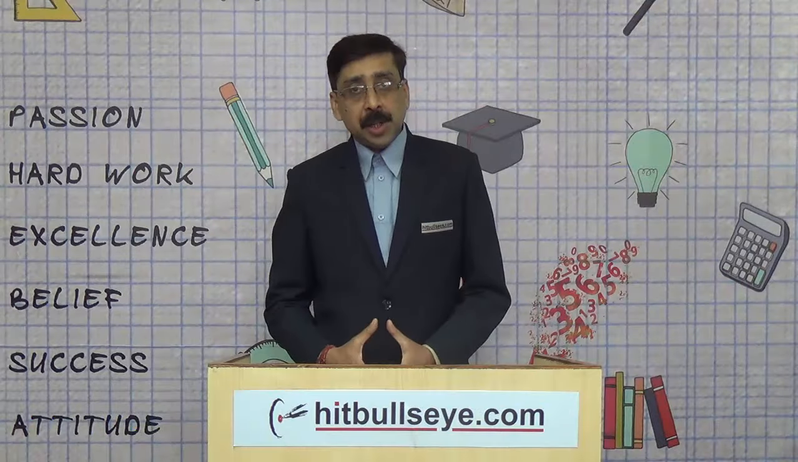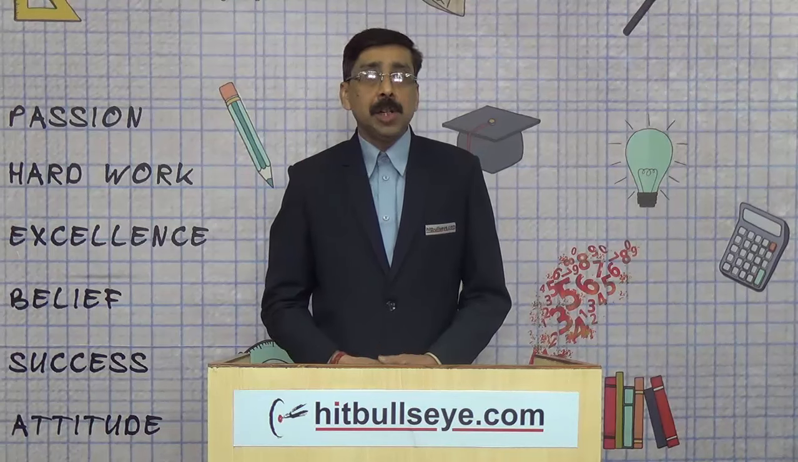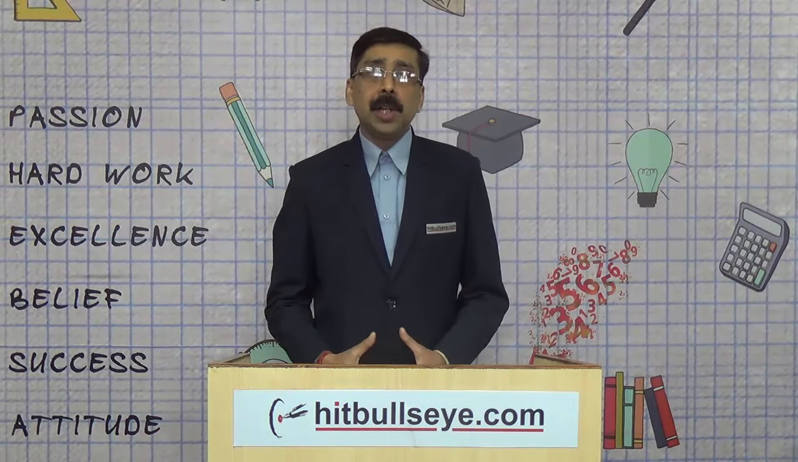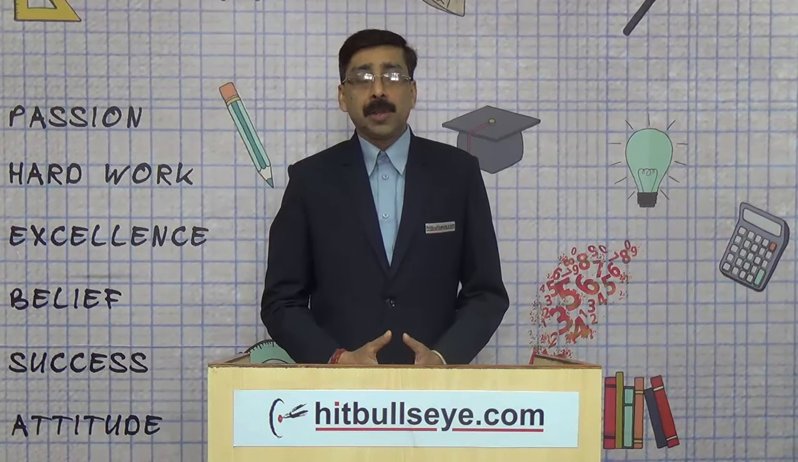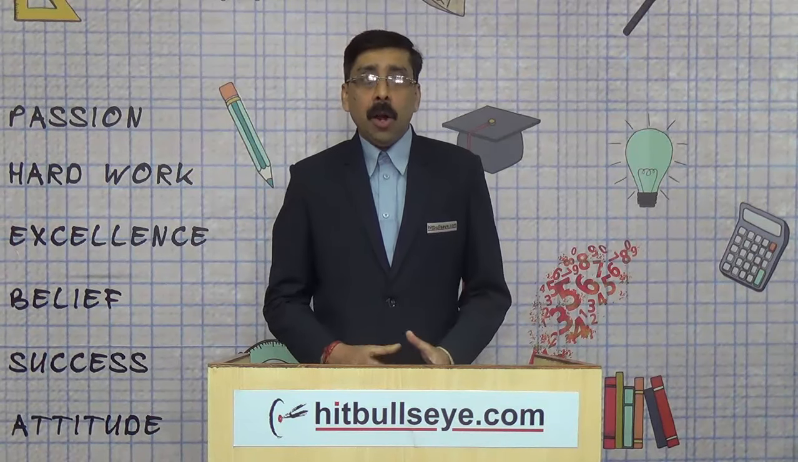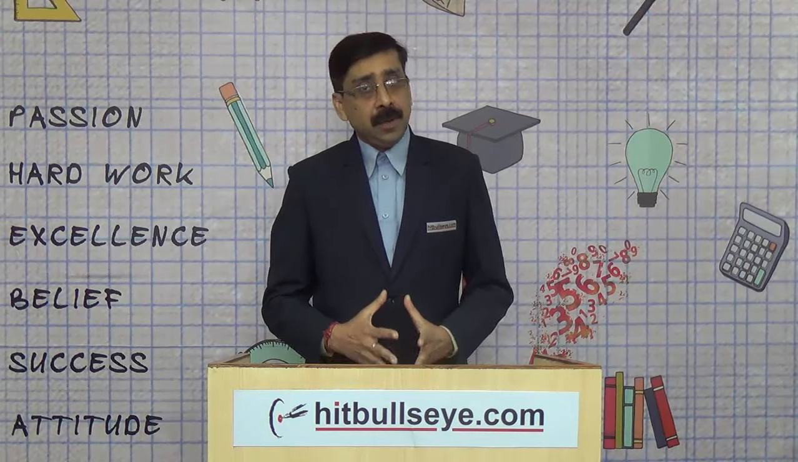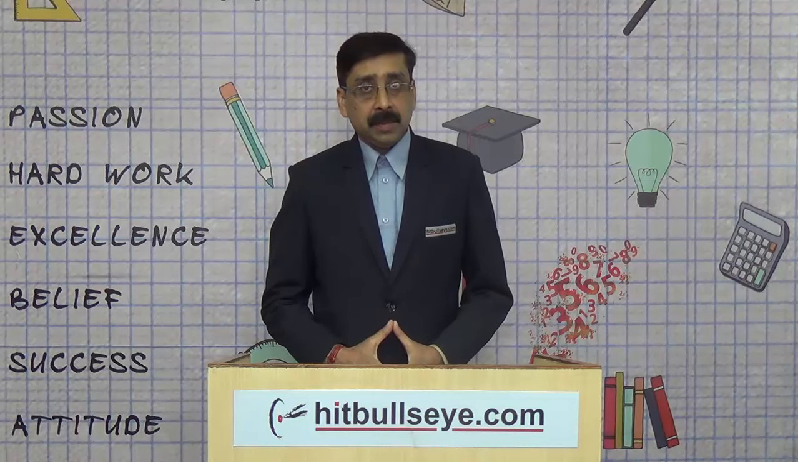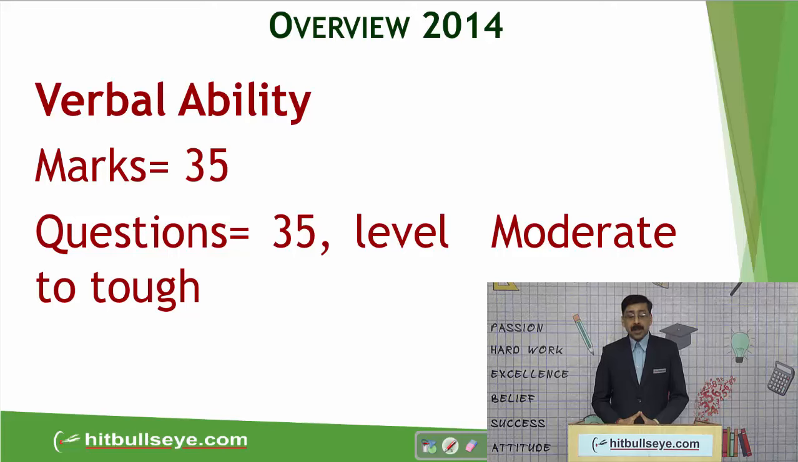questions. There was another section also which is a deciding factor when it comes to the TISSNET examination. It is the GK section. GK also covered questions related to social issues and socio-cultural issues. All in all, the paper was made keeping in mind the mindset of Indian students or test takers. Overall feel of the paper was easy to moderate. Overview 2014, verbal ability marks 35, questions 35, and the overall feel of the section was moderate to tough.